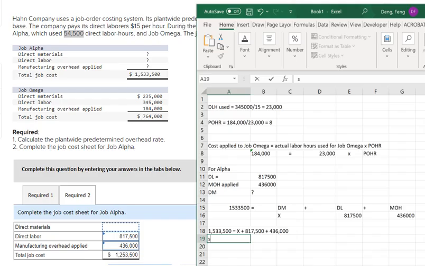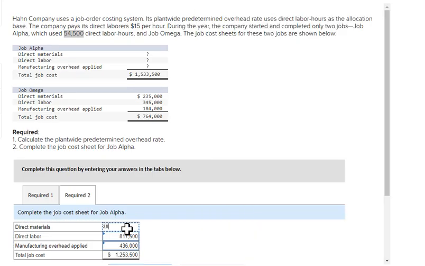So you're solving for X, which equals this one minus that one minus that one. It gives you $280,000. So that's what we have. See, the total cost is exactly equal to that, so we know we did it right.